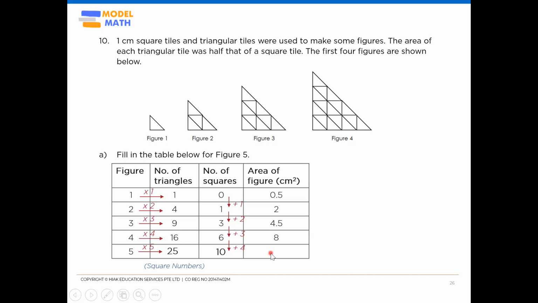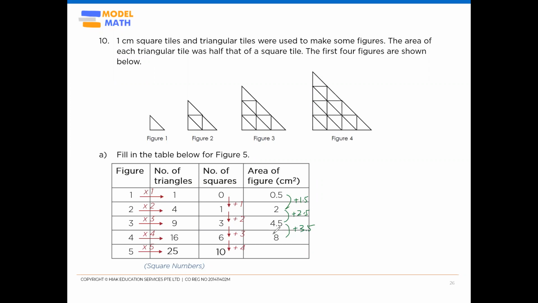Next, area of figure in terms of square centimeters. If you look at all the figures, they are actually all triangles. The whole of figure 1 is a triangle. Same for figure 2, this whole thing is a triangle. So use the diagram to help you. I know you would probably sense this plus 1.5, plus 2.5, plus 3.5. I'm not saying this is wrong. However, it would be better if the diagram could be an advantage for you to observe.